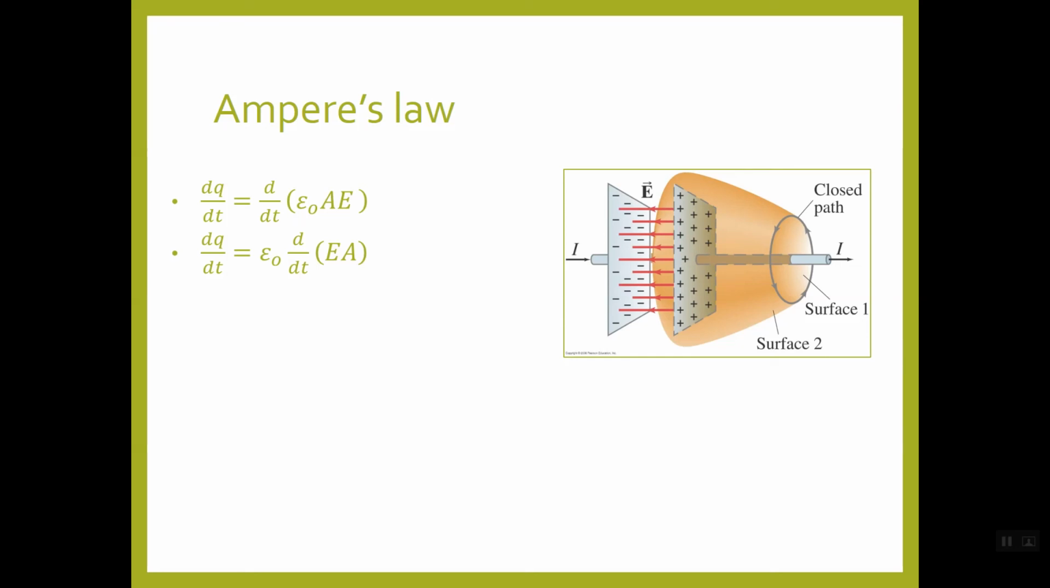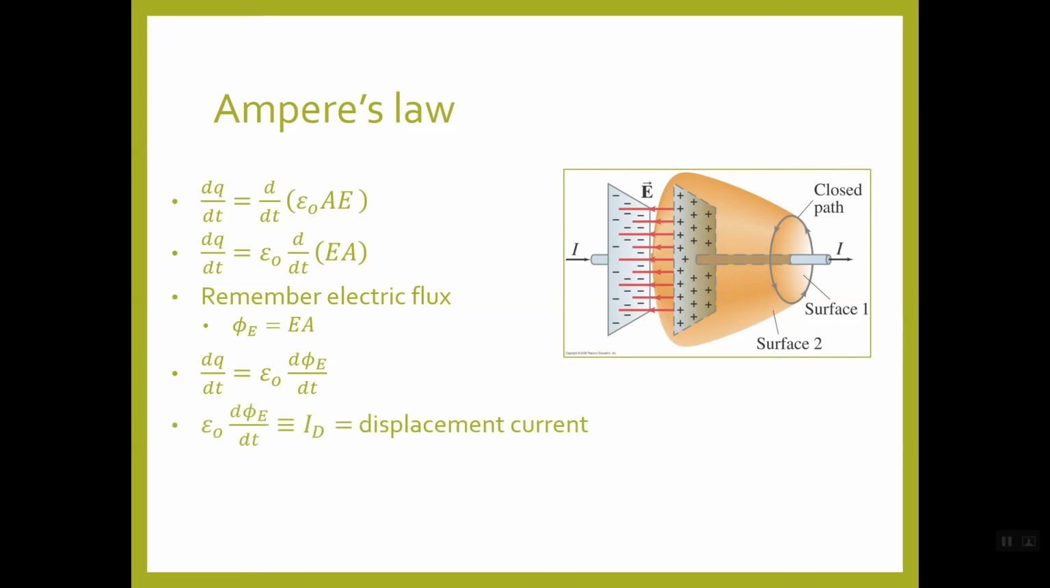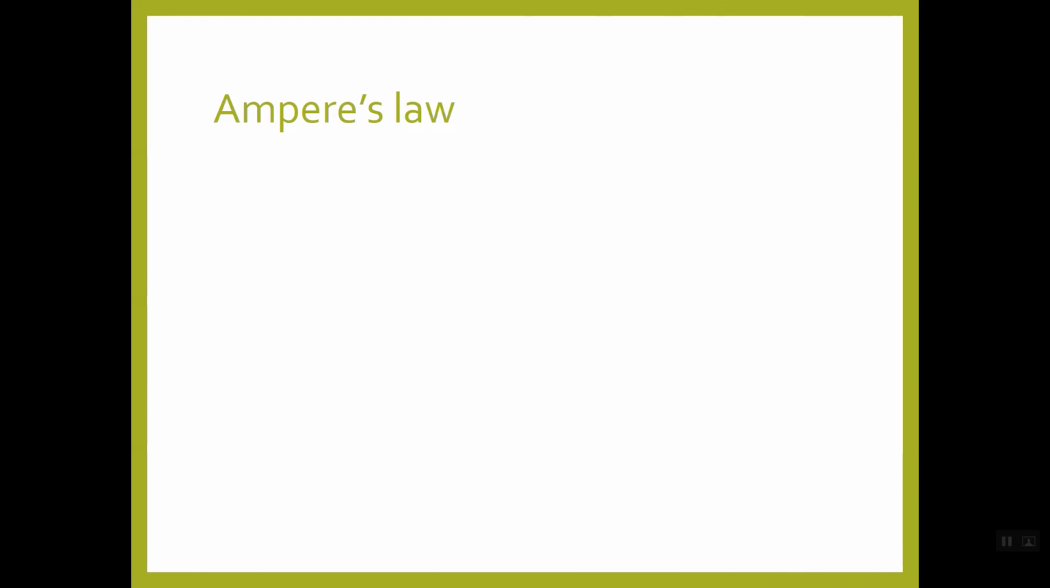I can take out epsilon naught, and then I have an EA. EA, if you remember, is just our electric flux. So I have dq dt is equal to epsilon naught d phi E dt, our changing electric flux. And I'm going to call this term, epsilon naught d phi dt, I_D, a displacement current. So this is the extra term needed in Ampere's law.